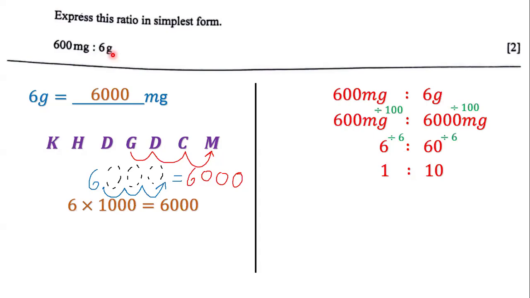And so the way that we ensure the units are the same is that we had to convert 6 grams to 6,000 milligrams. All right. And so what does that mean? That means that we're going to say milligrams to grams. So all we did was convert: 6 grams gives us 6,000 milligrams because we multiply. Then we divide both sides by 100, then we divide both sides by 6. And so we simplify this fraction or this ratio into 1 to 10.